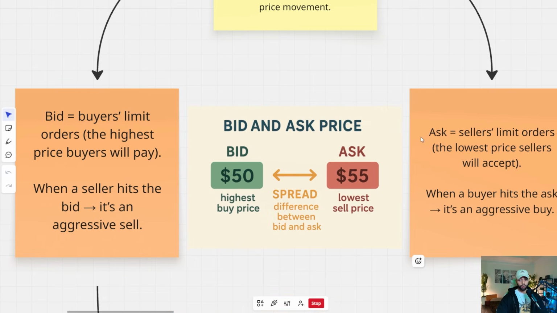Now, to understand order flow, you have to know the difference between the bid, ask, and the spread. The spread doesn't really matter to us because we're trading highly liquid instruments, and I'll talk about that soon as well. But I don't want to digress here. I want to go step by step so you all understand what this is and how to actually use it. So bid equals the buyer's limit orders, the highest price buyers are willing to pay.